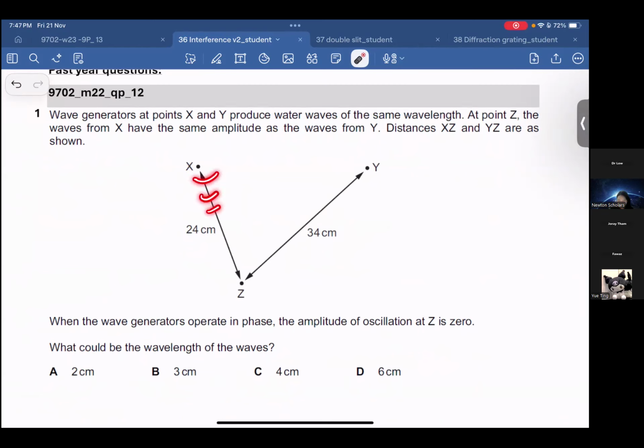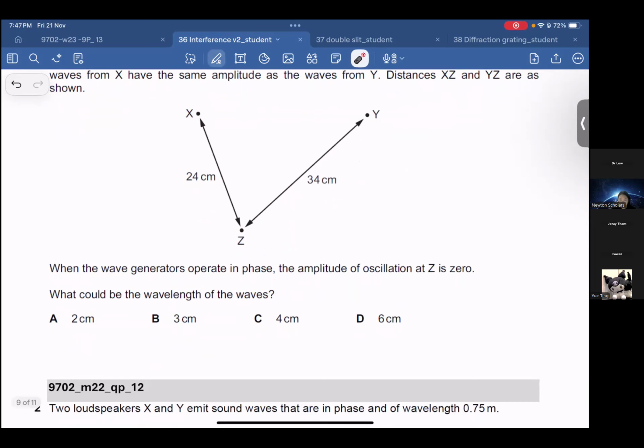Okay, so here they're producing the wave, something like this. Here they're producing the wave. At point Z, the wave from X has the same amplitude as the wave from Y. The distances XY, XZ, and YZ are shown.